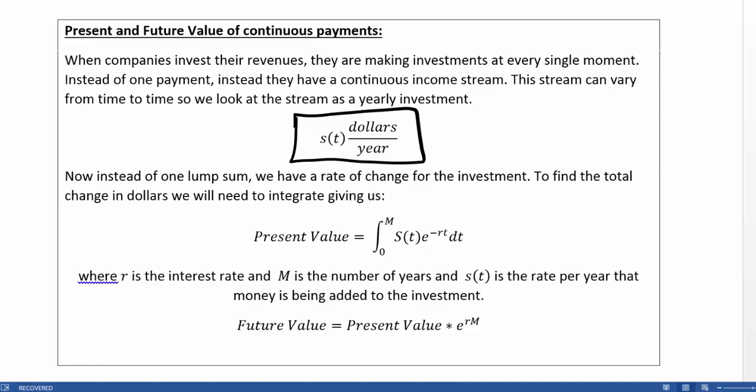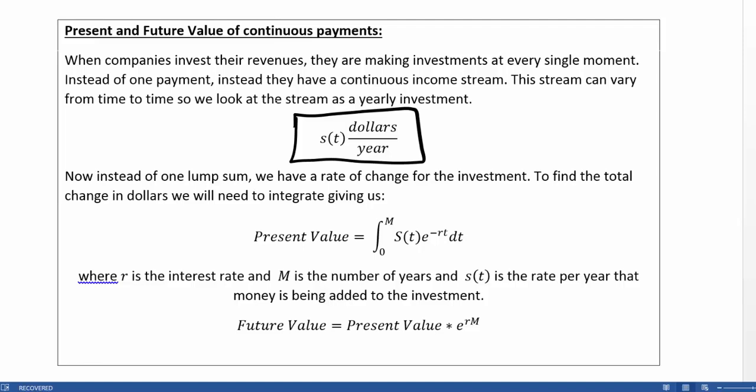So the present value will be the integral from 0 to M of S(t) e^(-rt) dt. So notice here that t has become our variable in our integral, which means that we need a new variable to represent how many years we're leaving our investment in. So M is now going to represent the number of years.